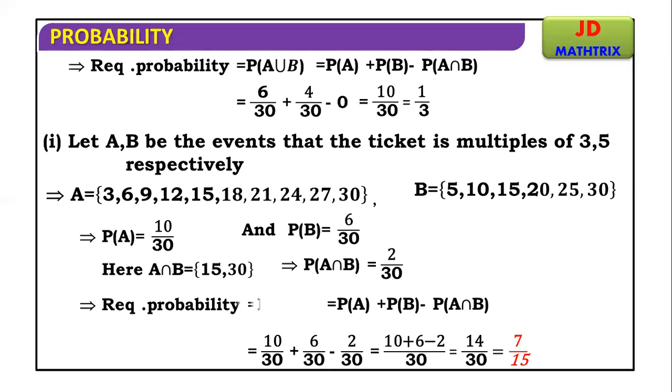Required probability is equal to P of A union B, that is equal to P of A plus P of B minus P of A intersection B. So that is equal to 10 by 30 plus 6 by 30 minus 2 by 30. So that is 10 plus 6 minus 2 by 30, that is 14 by 30, that is 7 by 15. So this is the probability to get a ticket which is a multiple of 3 or 5 when a ticket is drawn at random from the tickets numbered 1 to 30.